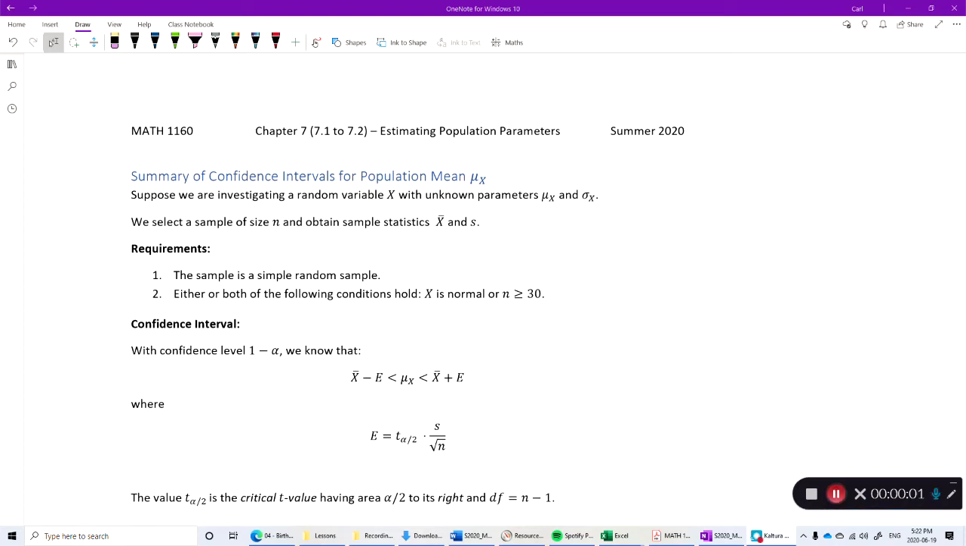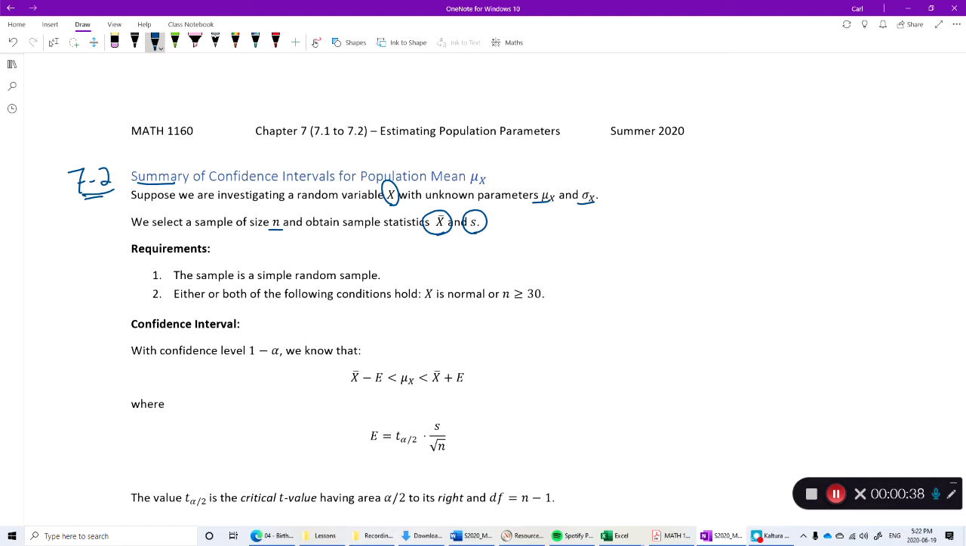Okay, so we're still doing section 7.2, and we're going to start now with a summary of what we saw in a bit more detail in the last video. So this is a summary for calculating a confidence interval for the population mean mu x. Suppose we're investigating a random variable x with unknown parameters mu and sigma. We decide to do a sample of size n, and we get sample statistics x bar and s.